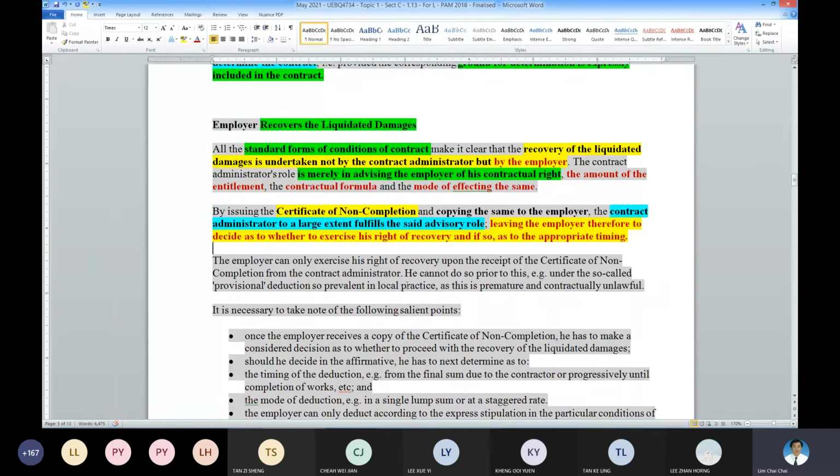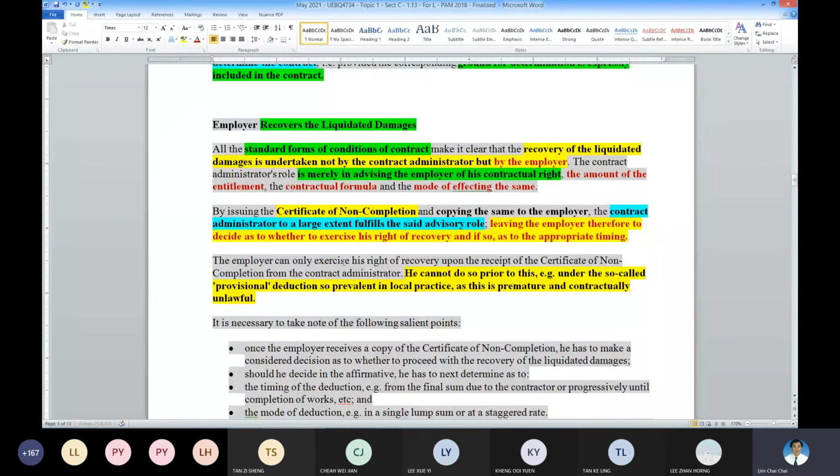So he cannot simply go and deduct without this paperwork done. Okay, so the CNC must be issued. So the employer cannot do so prior to this. Example, the so-called provisional deduction is premature and contractually unlawful.